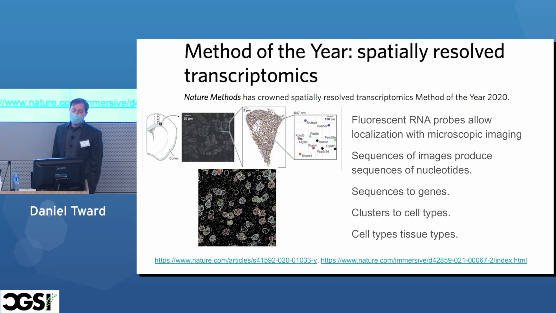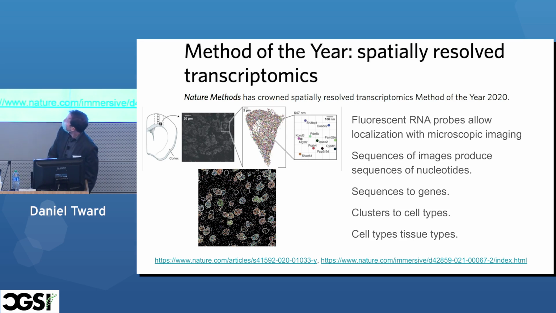Now, spatial transcriptomics is a really exciting family of technologies. Two years ago, in 2020, it was crowned by Nature Methods as the method of the year, and I've extracted a couple of figures from this report. In the top row, we can see the multi-scale nature of these data sets.